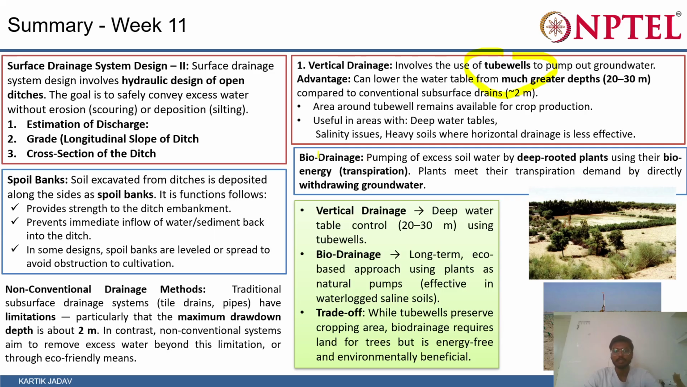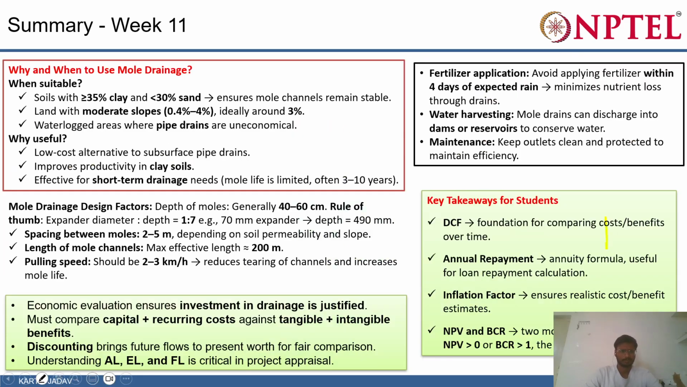Okay. Then we also have bio drainage. Bio drainage is the pumping of excess soil water by deep-rooted plants using bioenergy, and the plants meet their transpiration demand by directly withdrawing groundwater. So this is just a quick overview. This is vertical drainage, this is bio drainage. Then we also looked at mole drainage.